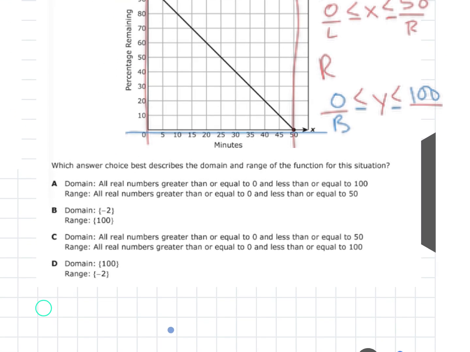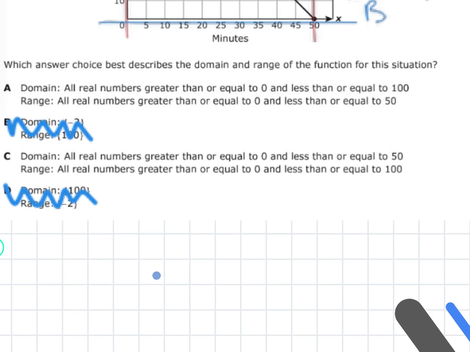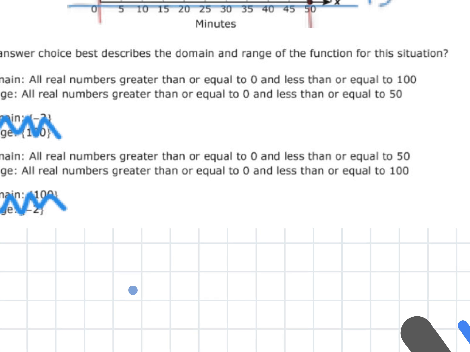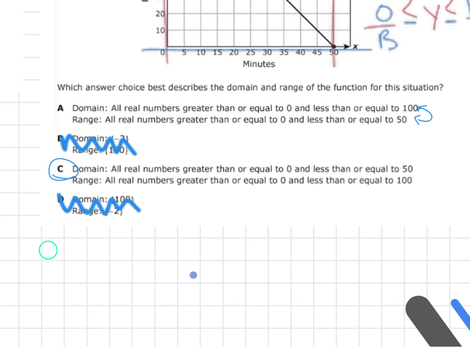So look at these answer choices really carefully. What can we automatically eliminate? Can we eliminate B and D? Those only had one number, so definitely not. Okay, so A and C, read very, very carefully. A says the domain is 0 to 100. Is that what we wrote? No, it's not. These are flip-flopped. So what is going to be a better answer choice? The C, 0 to 50 and then 0 to 100. So make sure that the words match our numbers.